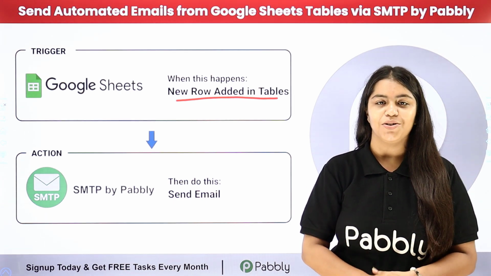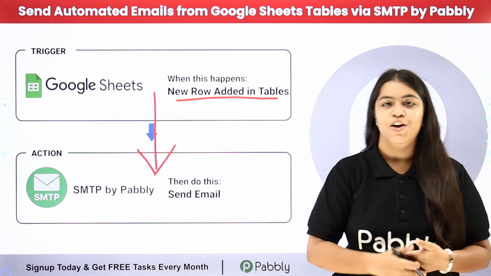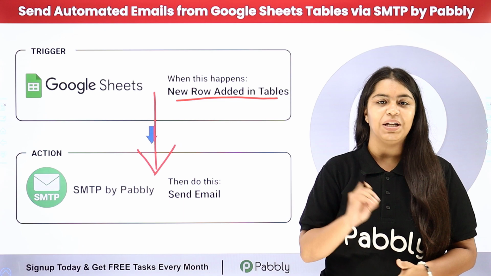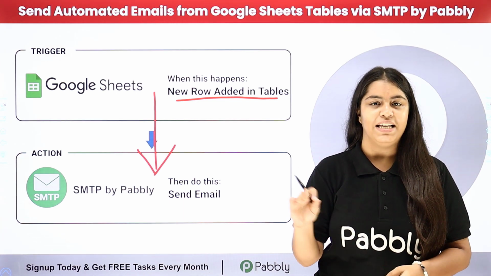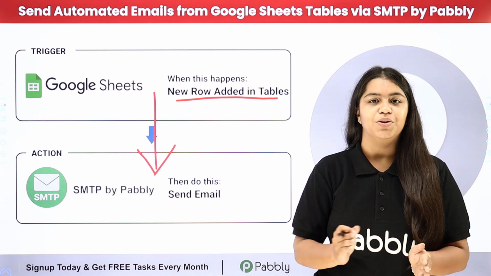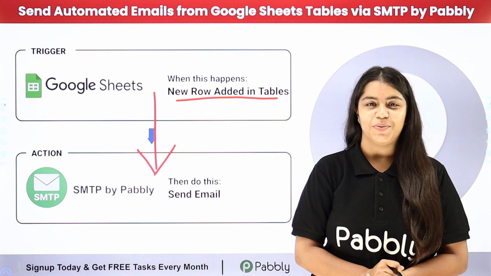So to do this, we are going to create a connection between Google Sheets and SMTP by Pabbly. To create this connection without knowing any programming or coding language, we are going to use Pabbly Connect. It is an amazing automation software. So do you also wish to learn this process step by step? Then let me take you to my computer screen.